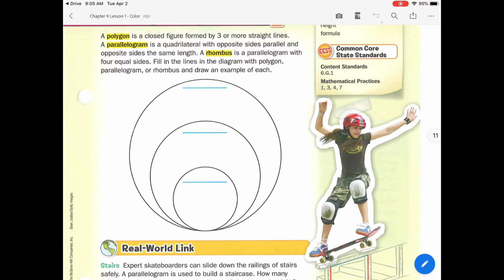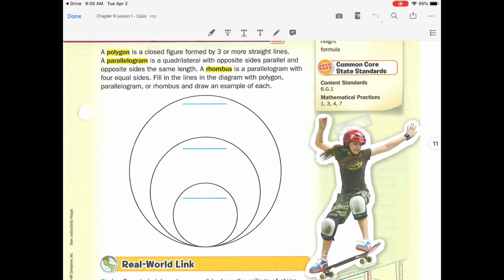So the first one is a polygon, and then the second one is a parallelogram, and then the third one that we're going to talk about today is a rhombus. So what we're going to do is walk through each of these three vocabulary words, and we're going to fill in this circle before we actually get onto the lesson. So a polygon is a closed figure formed by three or more straight lines.